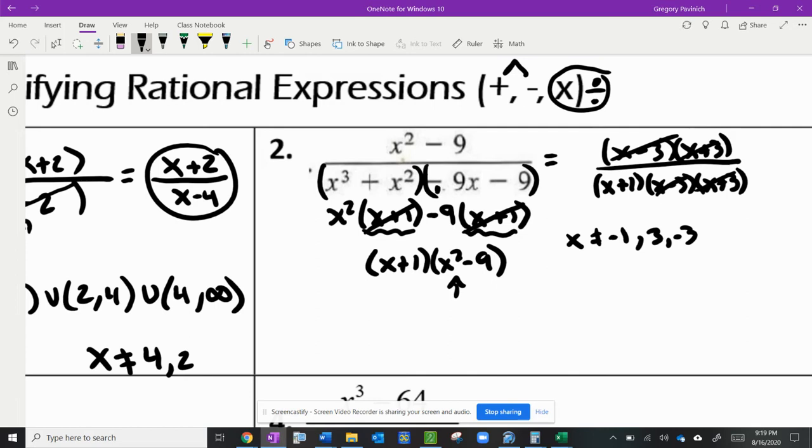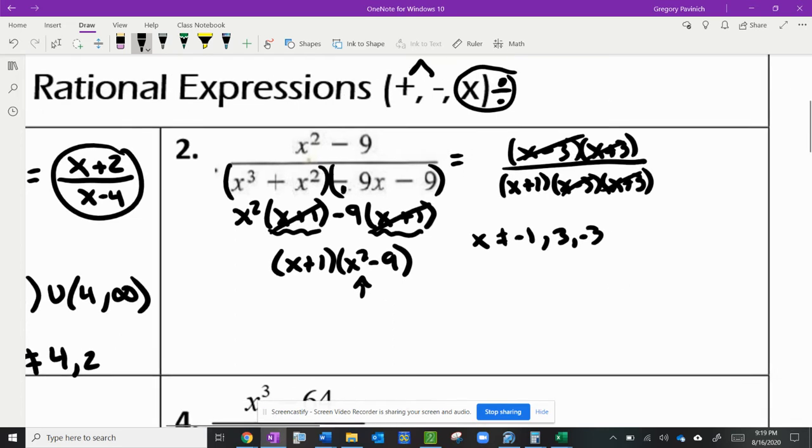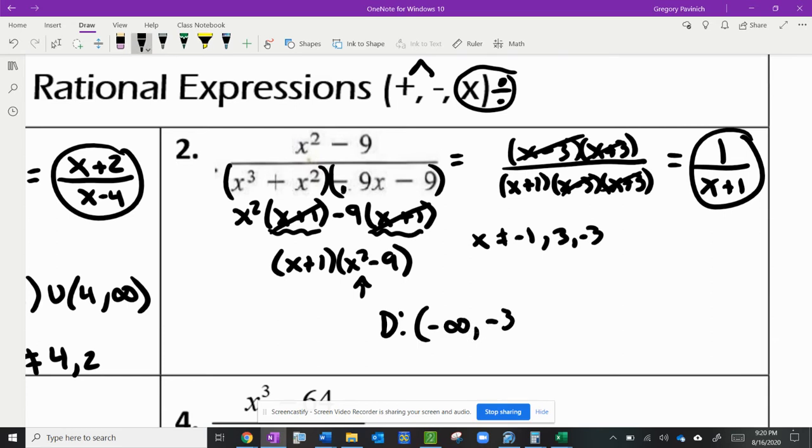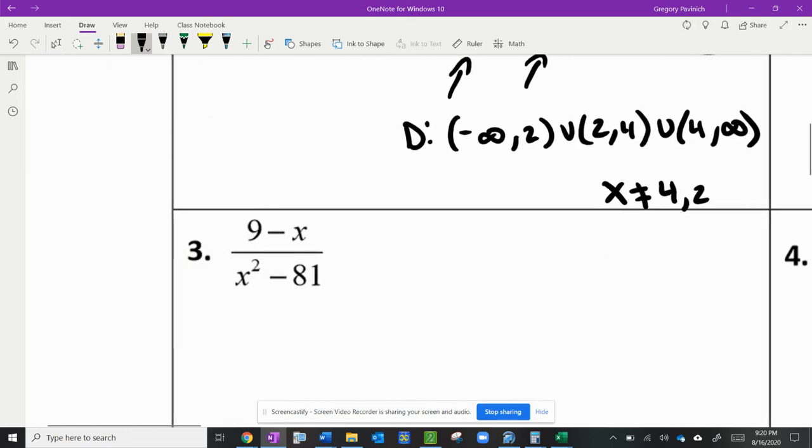A common mistake is saying that the numerator would be 0. It's not 0. Remember, all these are reducing out to 1, because anything divided by itself is 1. So x minus 3 divided by x minus 3 is 1. So this is 1 over. If I wanted to do the domain of this one, starting with your smallest value, I'm going to go -infinity to -3, -3 to -1, union with -1 to 3, union with 3 to infinity. Practice those a couple times and you'll have interval notation down pat.